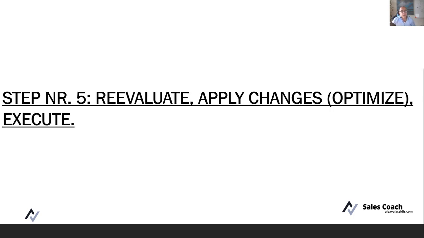And once you execute, we come to the 5th step, which is very important as well: once you execute for a couple of weeks, reevaluate. How does the sales process go? What do you do correctly, what do you do wrong, where can you improve, where can you apply changes and optimize the sales process? Apply those changes and execute again.